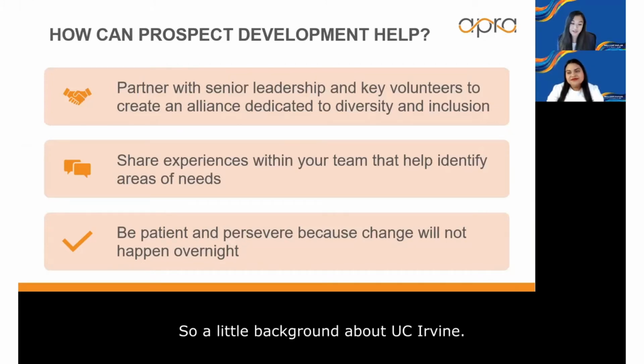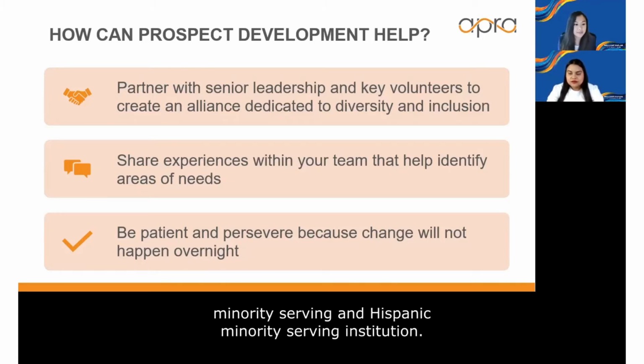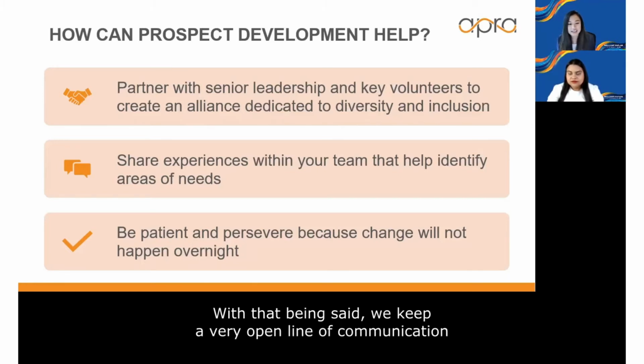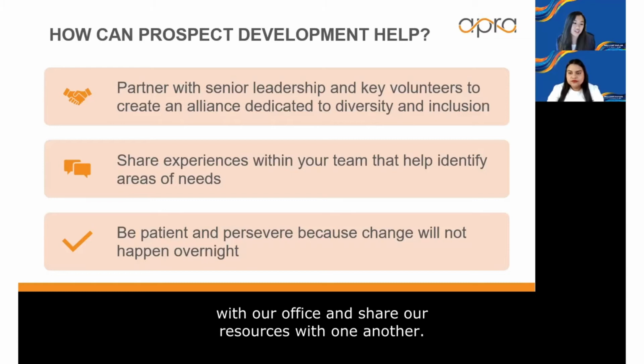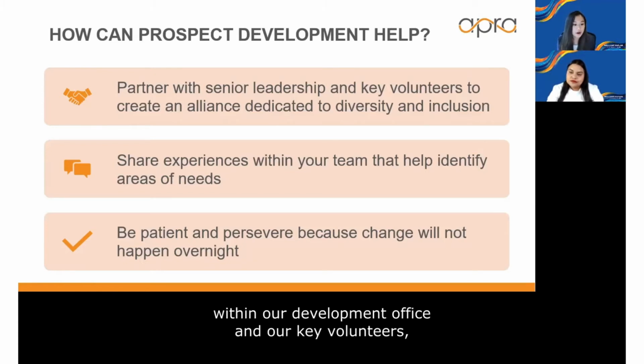So a little background about UC Irvine. We are a designated Native American, Asian American, and Pacific Islander minority serving and Hispanic minority serving institution. We have an office on campus that is exclusively dedicated to supporting equity, diversity, and inclusion, and we call it the Office of Inclusive Excellence. With that being said, we keep a very open line of communication with our office and share our resources with one another.